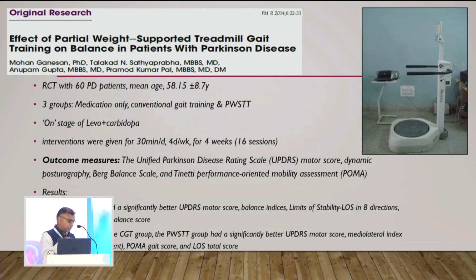So what did we observe? The PWSST group had significantly better UPDRS scores, balance indices, limits of stability in 8 directions, and there was improvement in the POMA in their balance. Compared with CGT, the partial weight support treadmill training group had a significantly better UPDRS score, motor score, and mediolateral index. So these patients tended to do better as compared to the patients who were taking only medication and not indulging in any training.